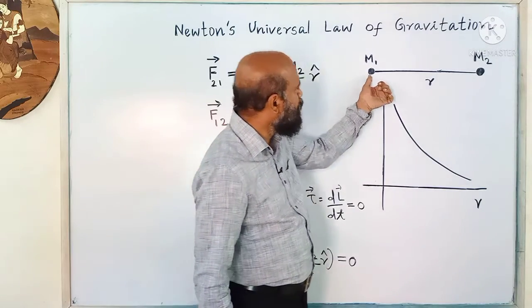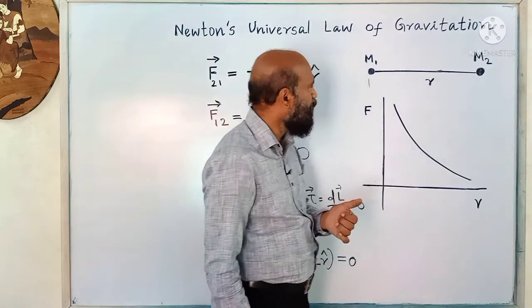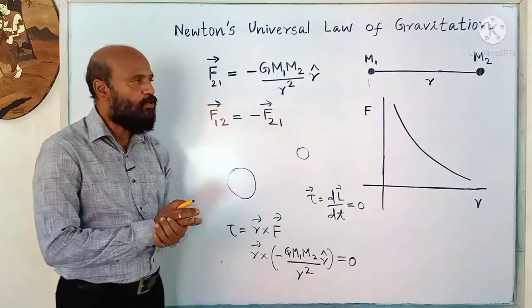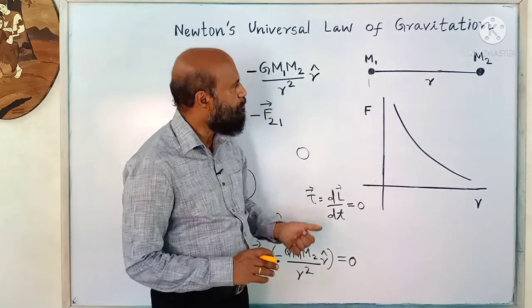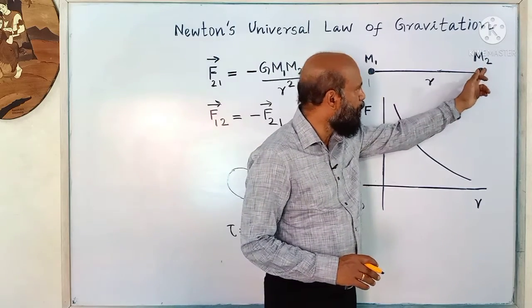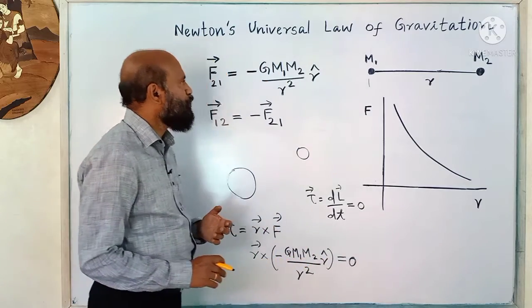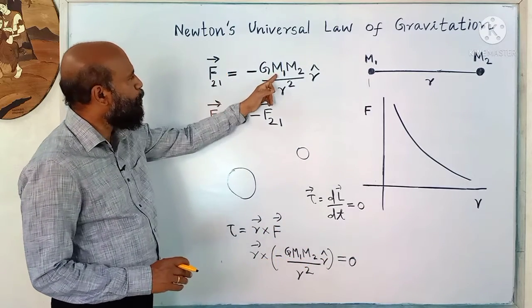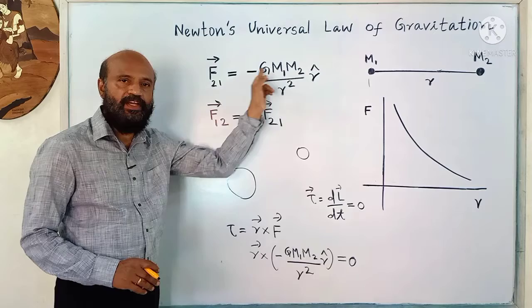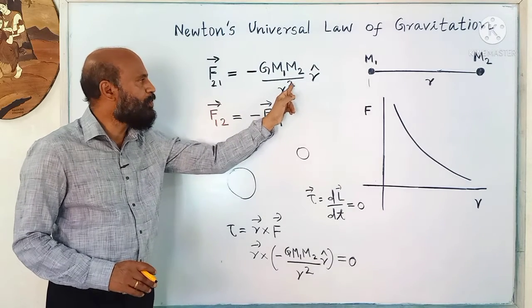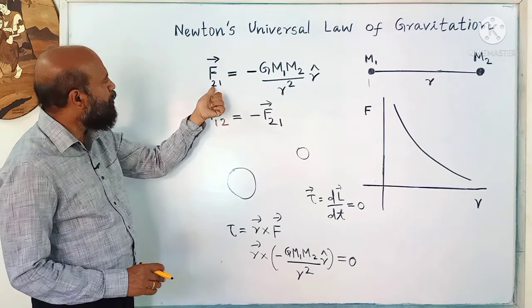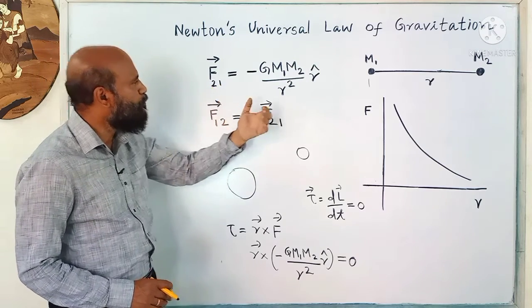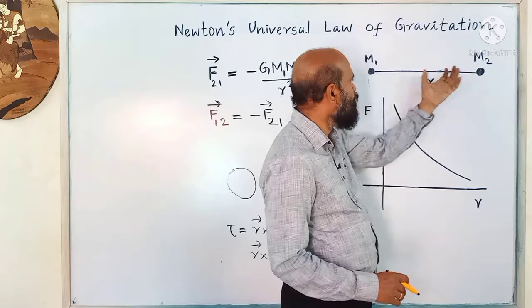Here there are two masses, m1 and m2, separated by a distance r. Newton's universal law of gravitation states that mass m1 attracts mass m2 with a force which is directly proportional to the product of the masses and inversely proportional to the square of the distance. So this is a force acting on the second mass because of the first mass. It is directed towards the first mass.